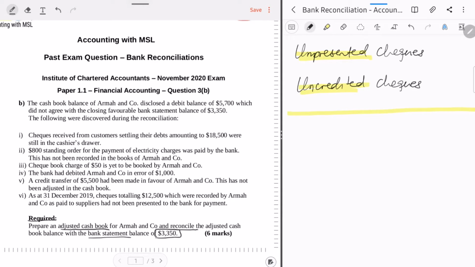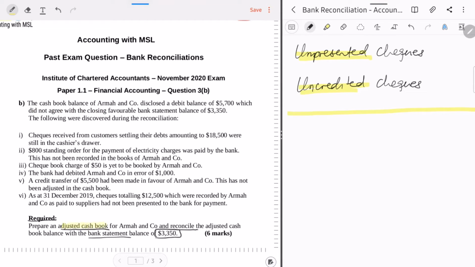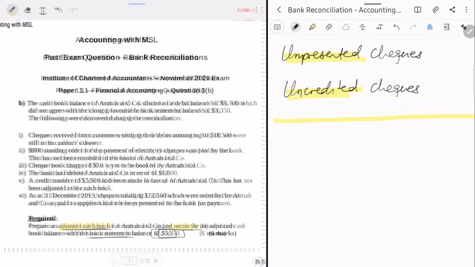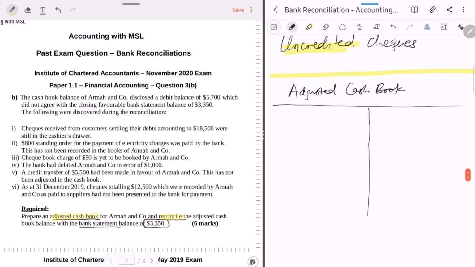All right, so the first question is that we need to prepare what? First is prepare an adjusted cash book. And then we reconcile the cash book with the bank statement. That's what we call the bank reconciliation statement. So an adjusted cash book is simply a T account, nothing new. Adjusted cash book, it's a T account. Remember I told you, whatever the bank credits, the business will debit. So this is where you'll be doing the business transactions in the cash book, right?